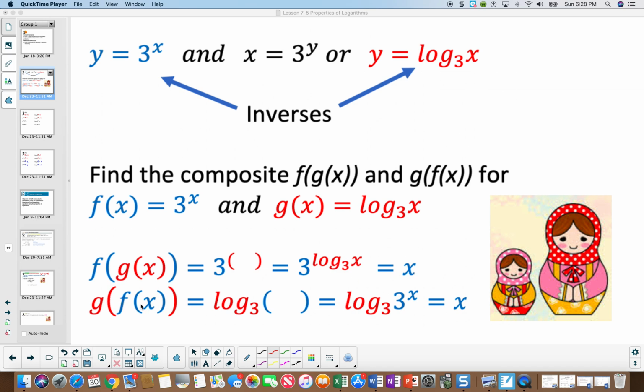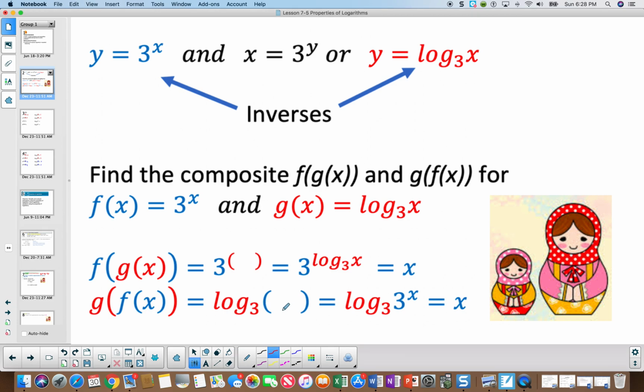If you have g of f of x, that means g is the outer function, so here's the log, and we'll leave a parentheses, and inside the parentheses we're going to put the f of x in there, and these two will cancel each other out and we will get x.